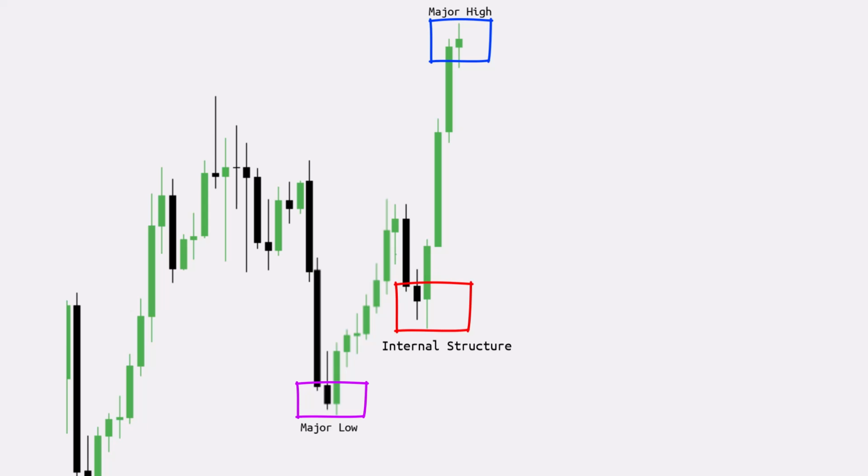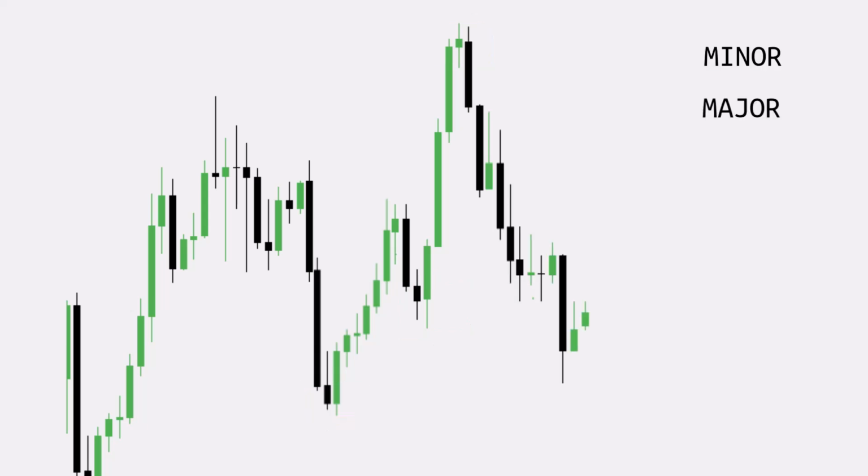Change of character patterns can be categorized into two distinct types: minor and major. For example, each time the price breaks any of these internal lows, it signifies a minor change of character. However, it's essential to understand that a minor change of character alone cannot be regarded as a definitive sign of a shift in the overall market structure. Many novice traders who haven't correctly identified the market structure often misinterpret this minor change of character as a signal of a reversal in market direction.